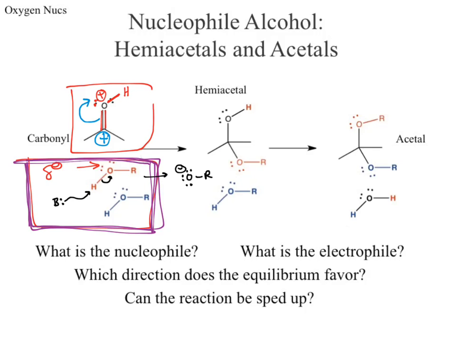Can I add both a strong acid and a strong base to the same reaction? No, they will cancel each other out. So we can only do one or the other, in the hopes that we can make it all the way to our acetal a little bit quicker. Okay? Questions on that?